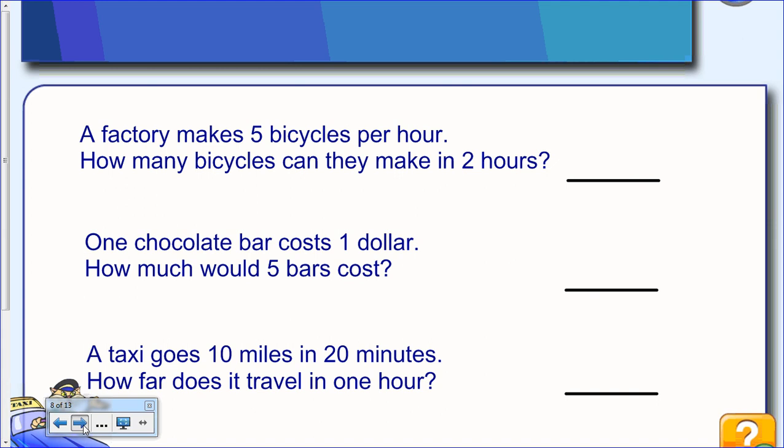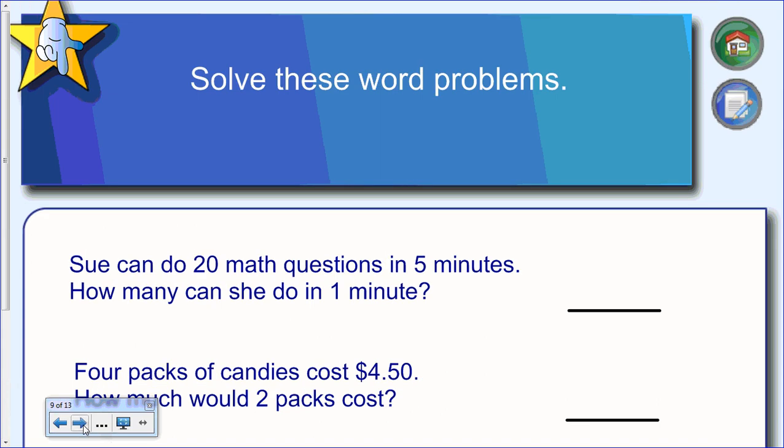A couple of them are more difficult because it's easy when you're multiplying, but when you have to take the step back and do the division part, it might get a little complicated. Sue can do 20 math questions in 5 minutes. How many can she do in 1 minute? 4, because you divide 20 and you work it on down, okay?